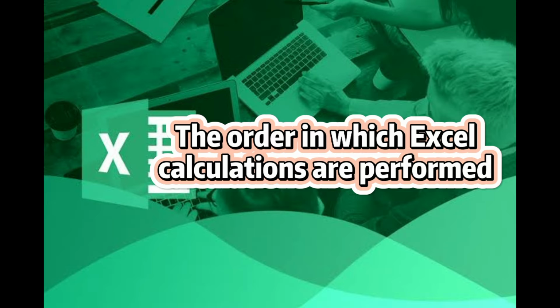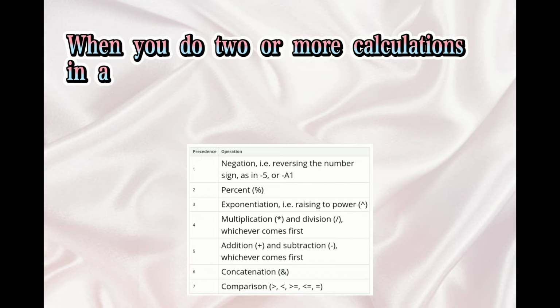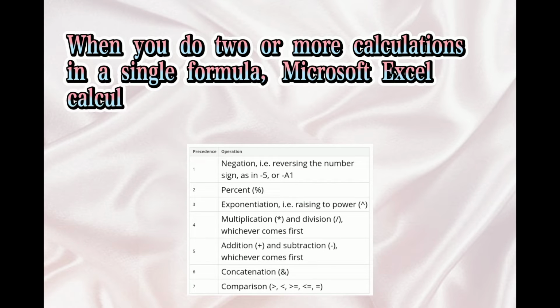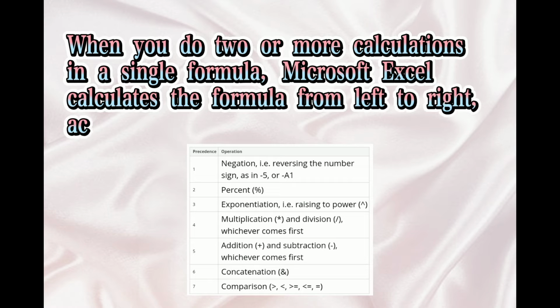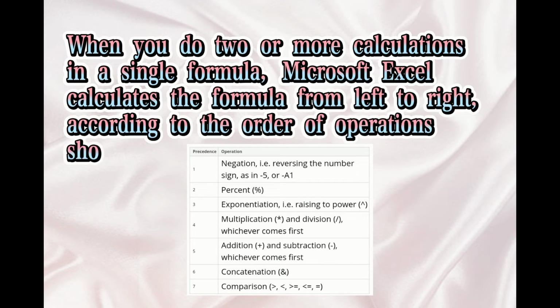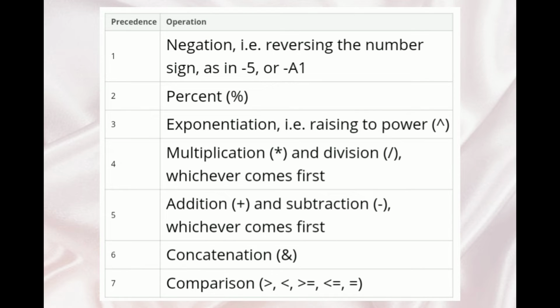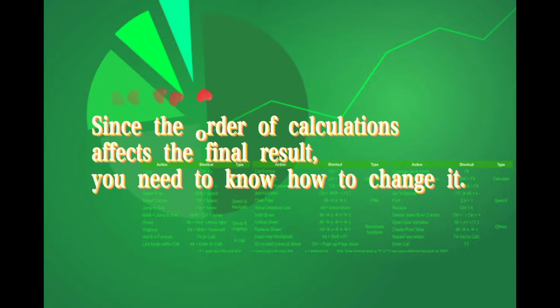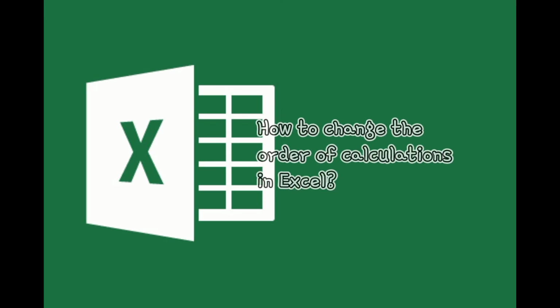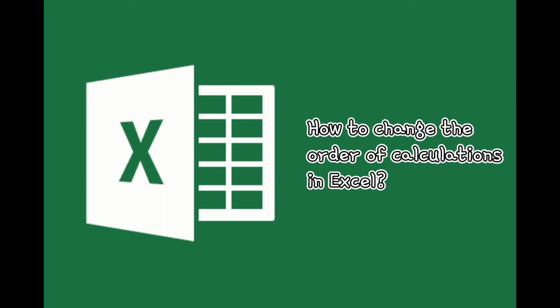The order in which Excel calculations are performed. When you do two or more calculations in a single formula, Microsoft Excel calculates the formula from left to right, according to the order of operations shown in this table. Since the order of calculation affects the final result, you need to know how to change it. How to change the order of calculations in Excel.